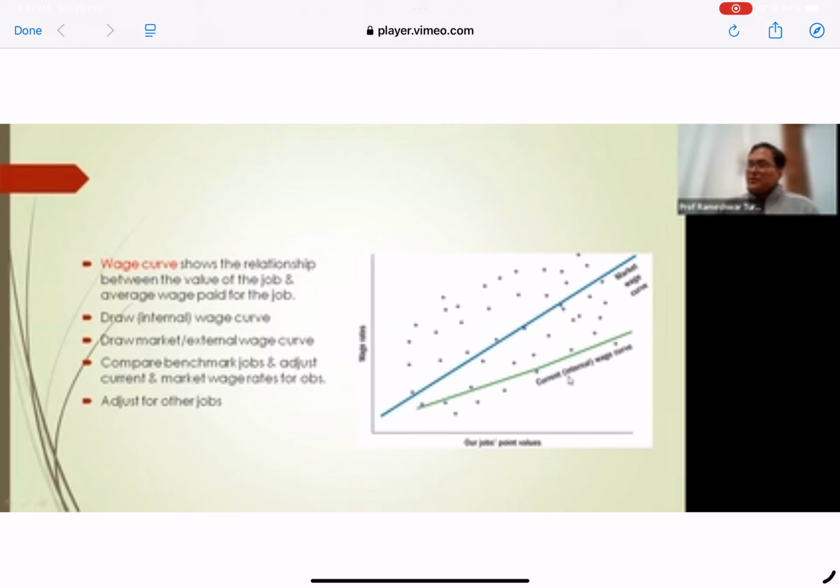Or if your company already exists for 10 years, this data is with you. For 75 points, what is your current rate? And then you see what is the gap. And then you need to adjust this gap.